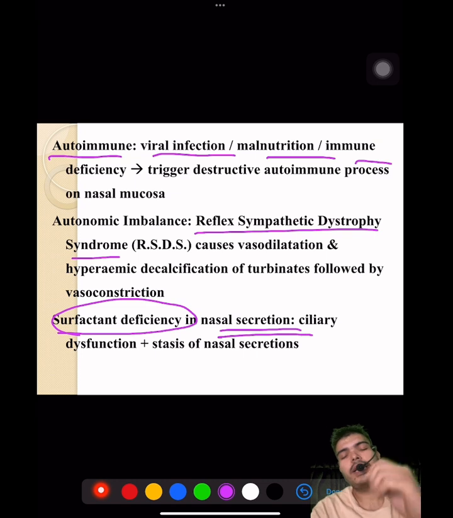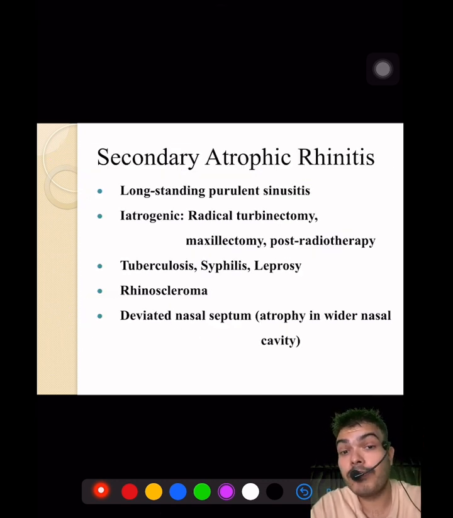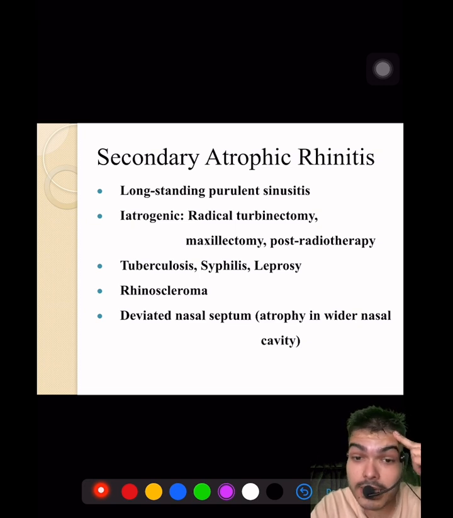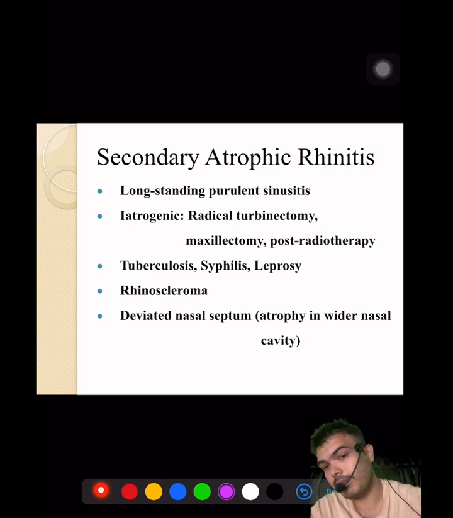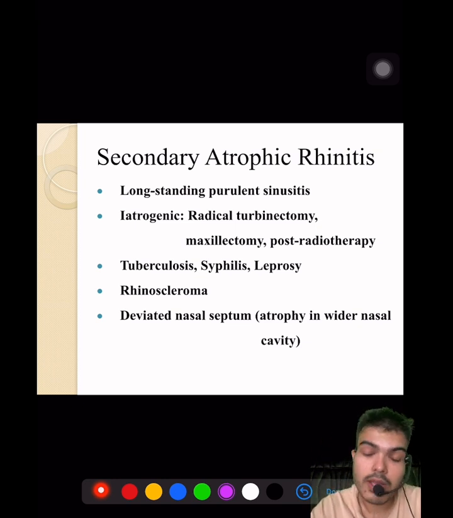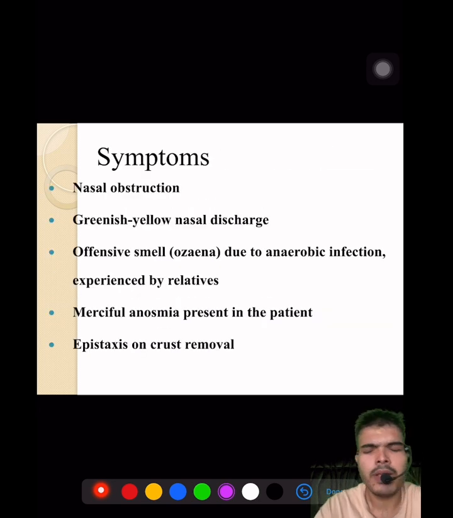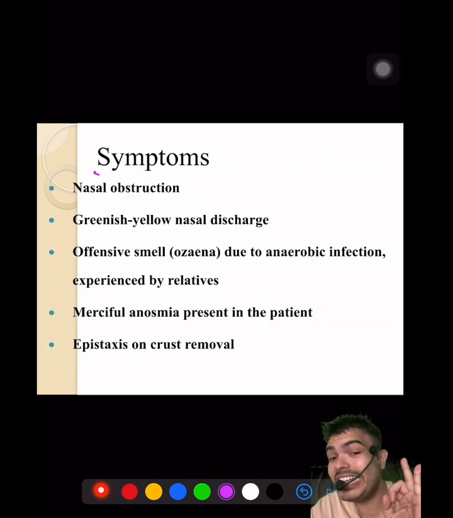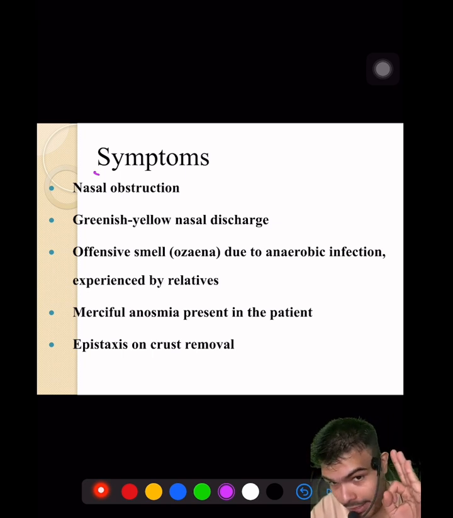And remember, secondary atrophic rhinitis is basically caused by granulomatous diseases like leprosy, syphilis, and tuberculosis. Very good. And remember, rhinoscleroma can also cause atrophic rhinitis, and also a deviated nasal septum can lead to secondary atrophic rhinitis. So what are the symptoms? There will be bilateral nasal obstruction, greenish yellow discharge, merciful anosmia.